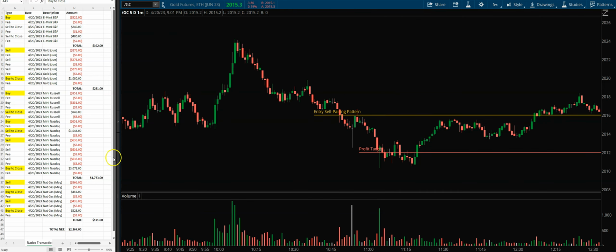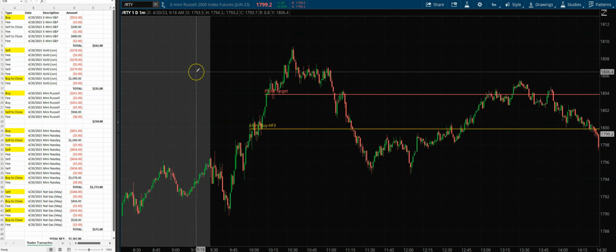Let's take a look at the mini Russell, because I did have several trades on the mini Russell, and we'll show you what that did as well. Just going with the patterns. Okay, so here we go. This is going to be the mini Russell. Picked up $234 on that.